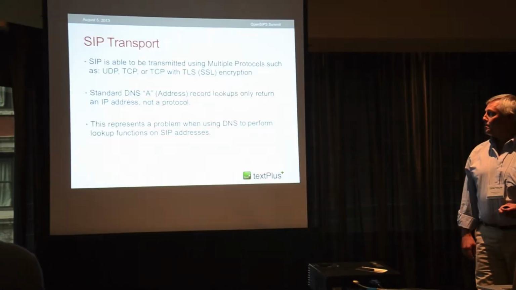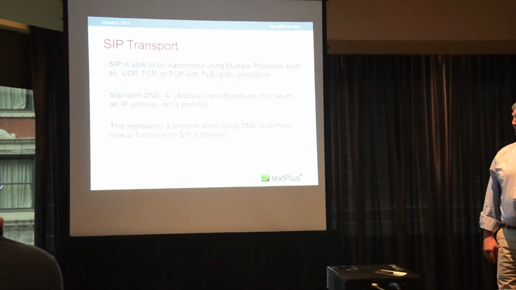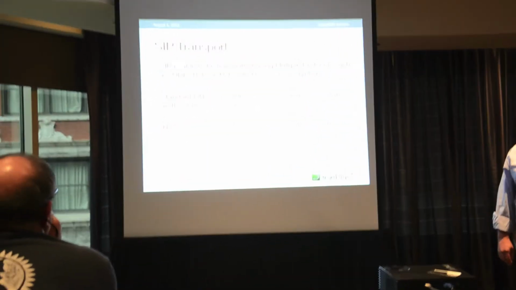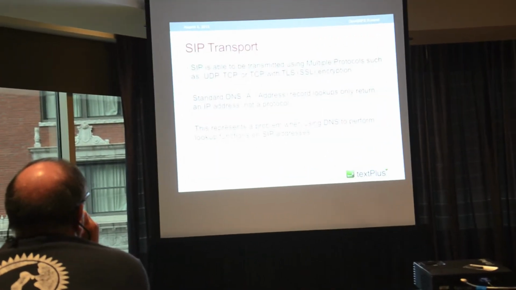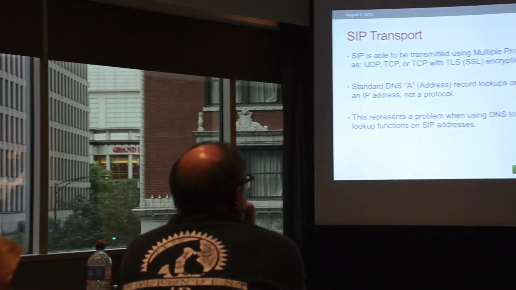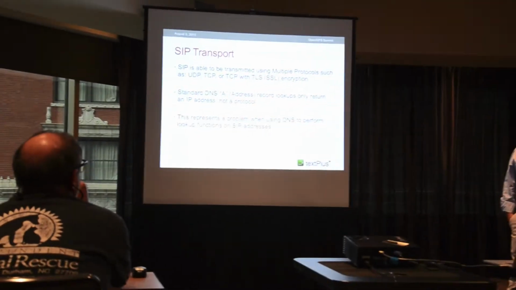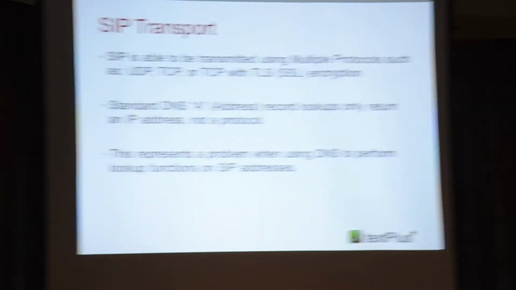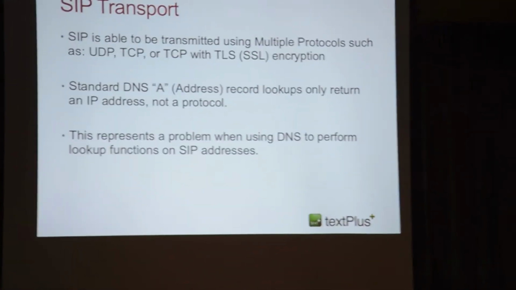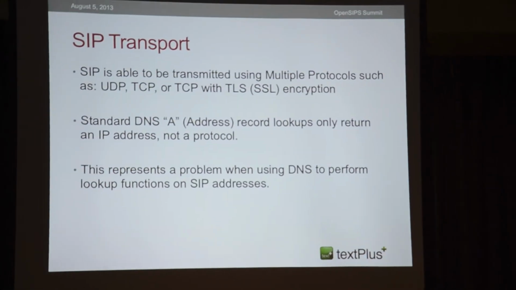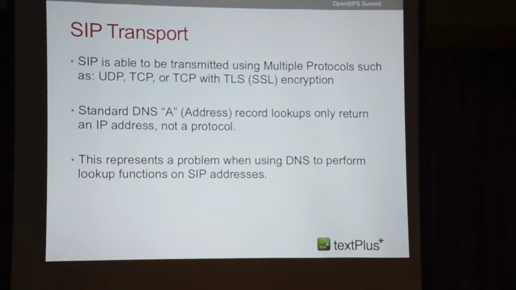SIP, as you may or may not know, can be transmitted over UDP, TCP. You can have secure SSL connections. The first part of setting up an HA environment I'm going to discuss is DNS, because your servers could be accessed via IP address, but more realistically, they're accessed via DNS.